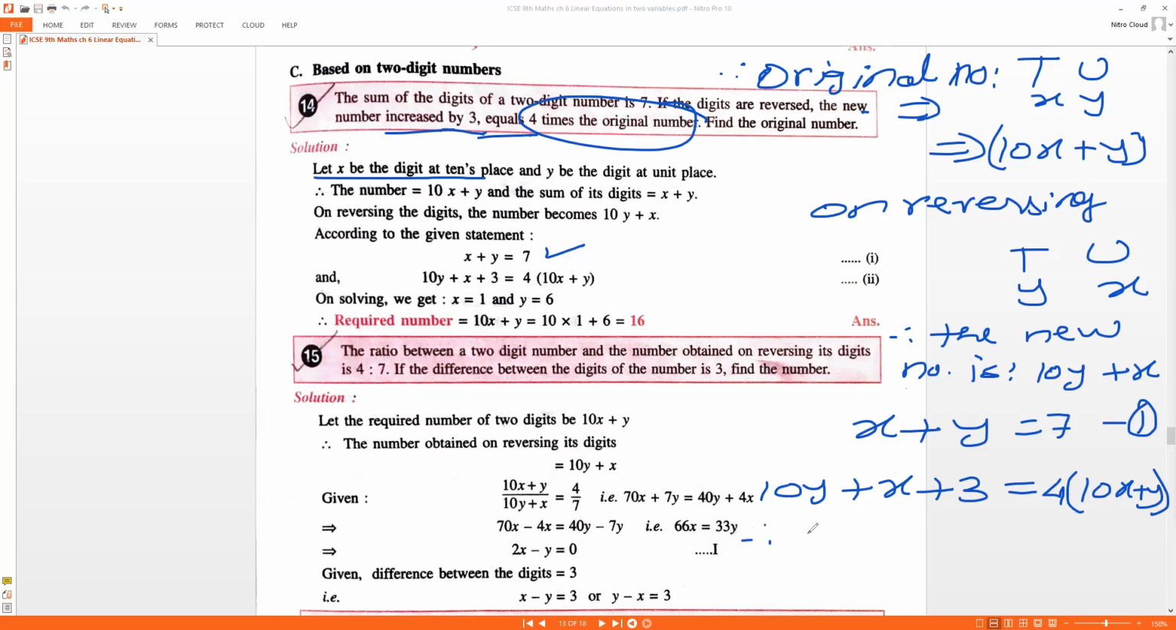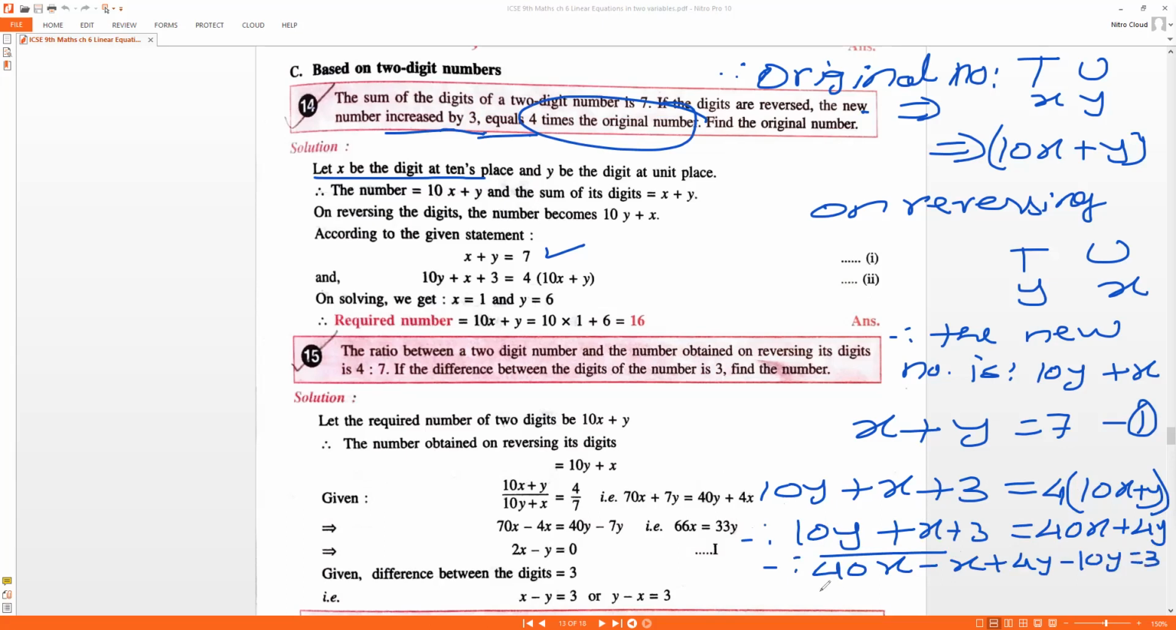So simplify this equation first of all. You get 10y plus x plus 3 is equal to 40x plus 4y, right? So tell me here what we'll get. I'll shift everything to the right, except 3, and write it before. So 40x minus x plus 4y minus 10y is equal to 3. So in fact, you should be getting 39x minus 6y is equal to 3. You can take 3 common. You get 13x minus 2y is equal to 1. This is equation 2.